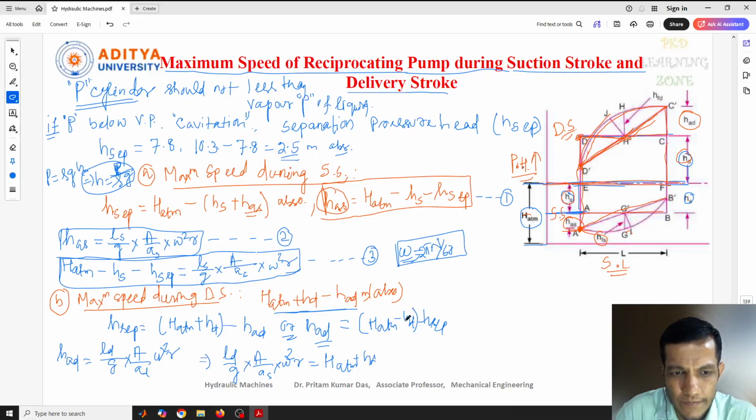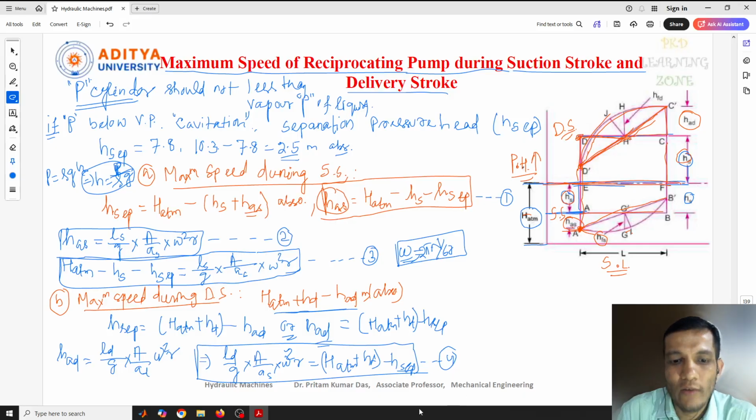The same equation I'll write here. This is plus, not minus. This one minus, this minus H separation. Okay, this is the equation. Now here also, in this equation we have the option of omega. Let's give this equation number 4. In equation number 4, the value of omega can be identified, and from this we can calculate the value of speed. This is the maximum speed of the reciprocating pump without any separation during the delivery stroke in the pipe. So these are the two equations, and from these we can calculate it.